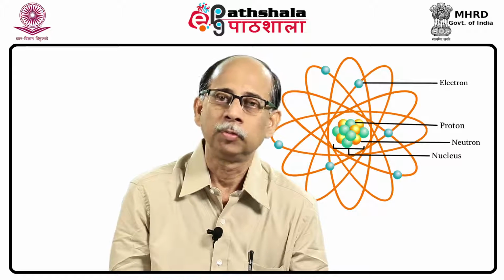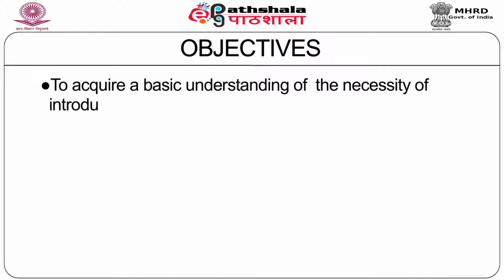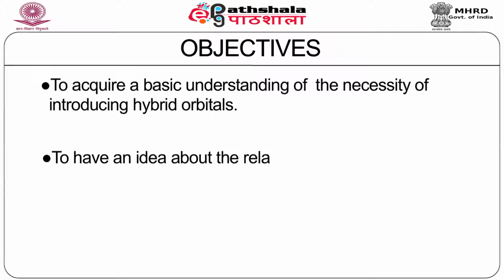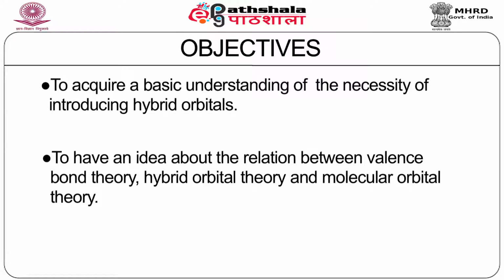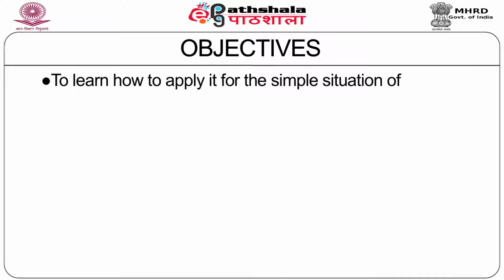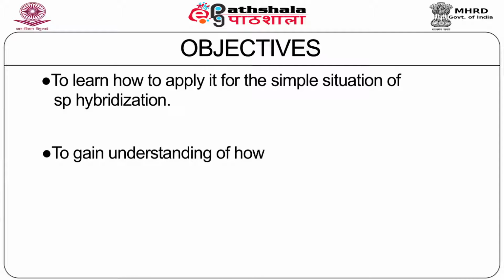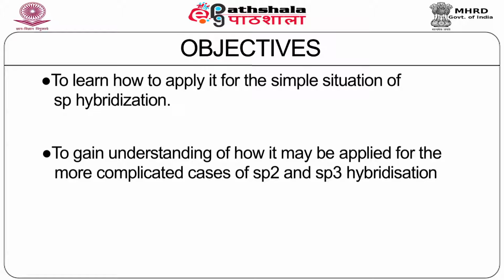In this module, our objectives are to acquire a basic understanding of the necessity of introducing hybrid orbitals, to have an idea about the relation between valence bond theory, hybrid orbital theory, and molecular orbital theory, to learn how to apply it for the simple situation of sp hybridization, to gain understanding of how it may be applied for the more complicated cases of sp2 and sp3 hybridization.